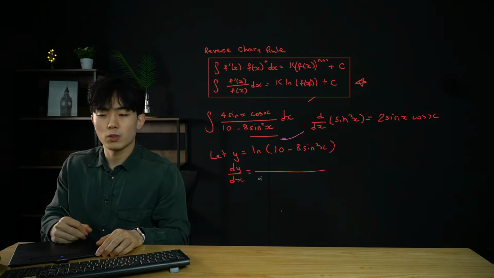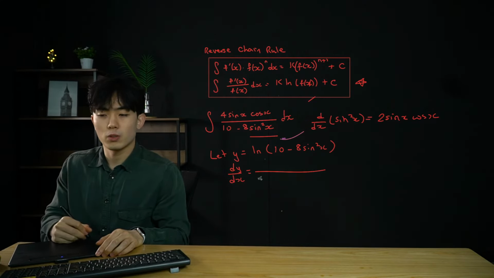So differentiating 10, that just disappears because it's a constant. And it's minus 8 sin squared x. Well, we differentiated this sin squared x earlier on, right? So we just have to times it by this negative 8. So we should get negative 16 sin x cos x, like such.